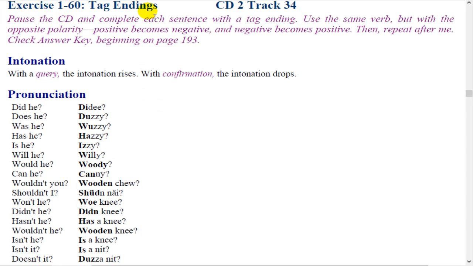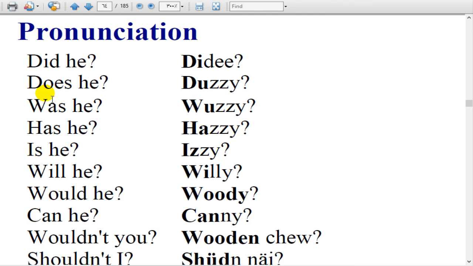Exercise 160. Tag endings. Pause the CD and complete each sentence with the tag ending. Use the same verb but with the opposite polarity. Positive becomes negative, and negative becomes positive. Then repeat after me. Check the answer key beginning on page 193. Pronunciation.